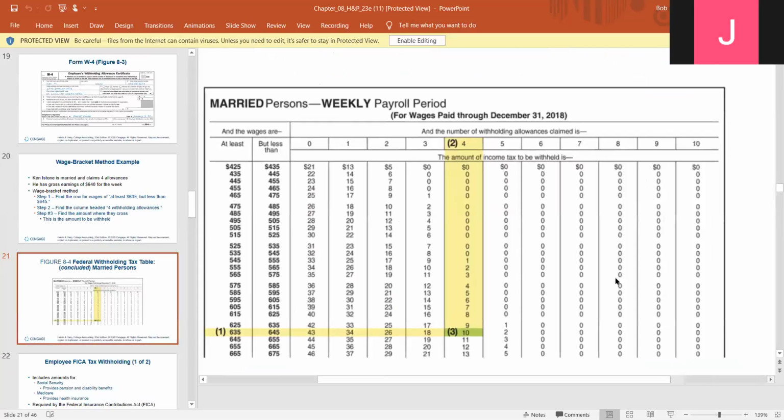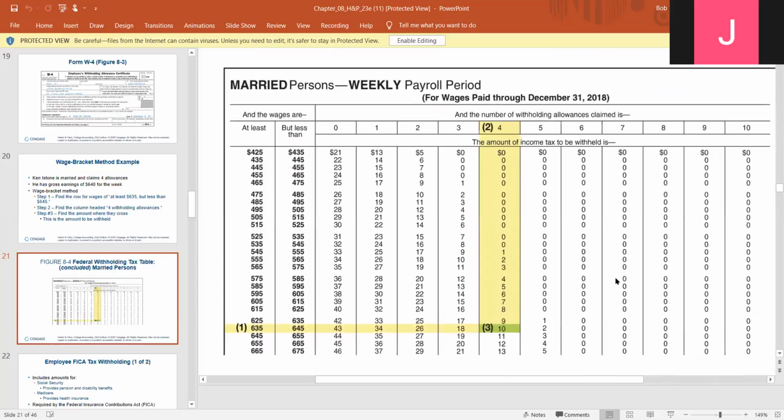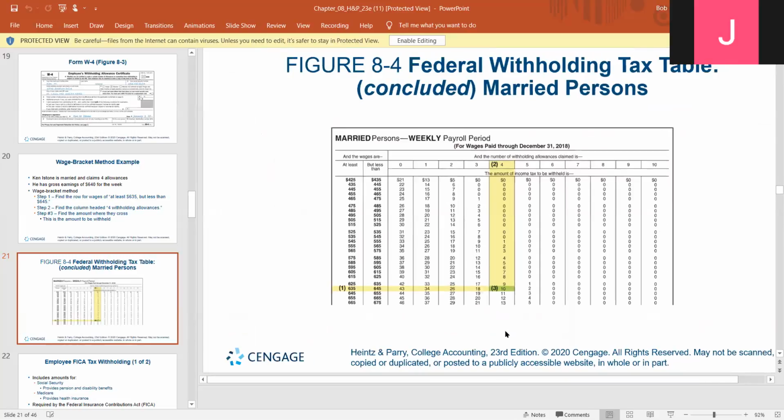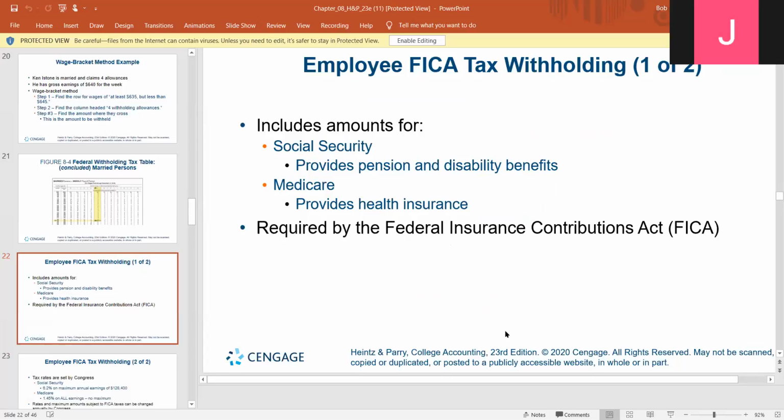So let's take a look here. He earned $640, I believe, right? $640. And he claimed to be married with 4. So let's see here. Do we have the right schedule? Yeah, married. He earns $640, so he fits right into here. Go over to where it says 4, and $10 is the amount of taxes that will come out of his paycheck. Okay. $10 will come out of his paycheck based on reading that schedule. And I don't think it's too hard to read the schedule.